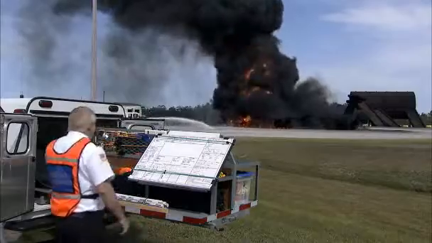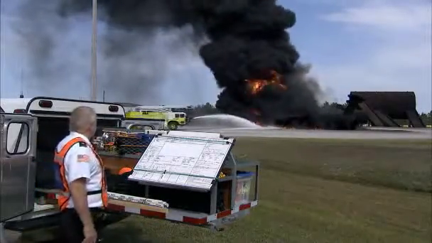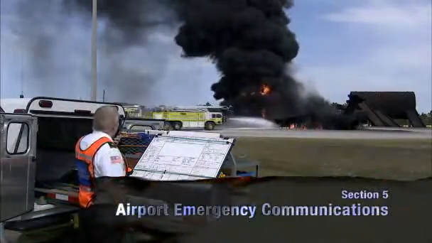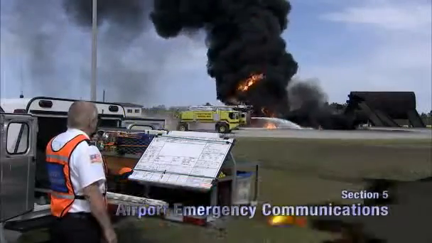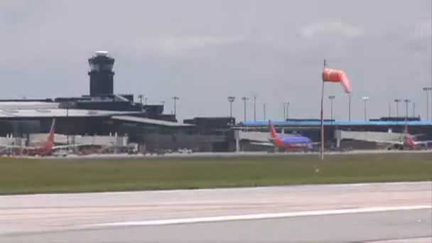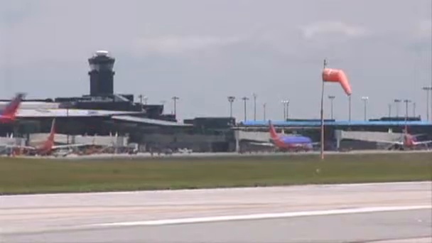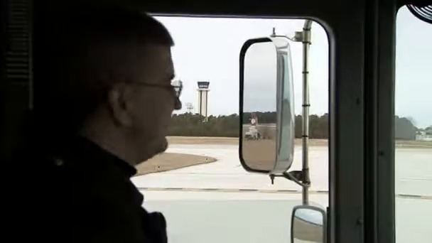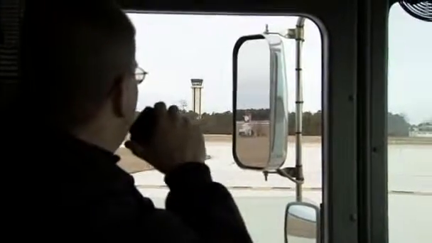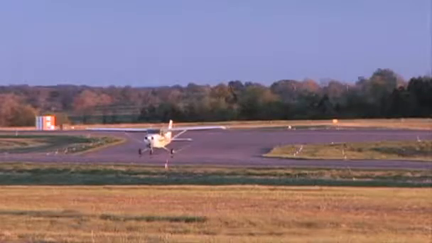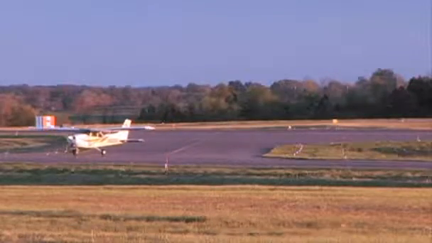Airports and airport emergencies require concise communication procedures. There are two types of airports, controlled and uncontrolled. A controlled airport has a staffed and operating air traffic control tower. An uncontrolled airport is one without an operating control tower.